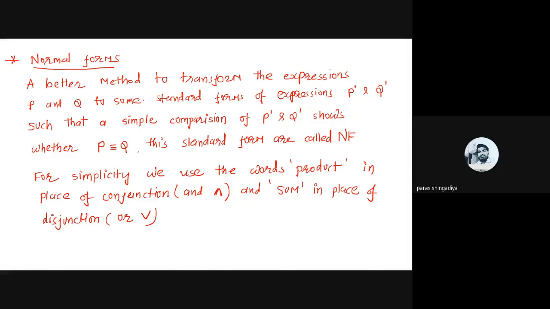So what is the meaning of normal form? It is a better method to transform the expressions P and Q to some standard form of the expressions, as P dash and Q dash, such that a simple comparison of P dash and Q dash shows P is logically equivalent to Q. And the standard forms are called the normal forms.